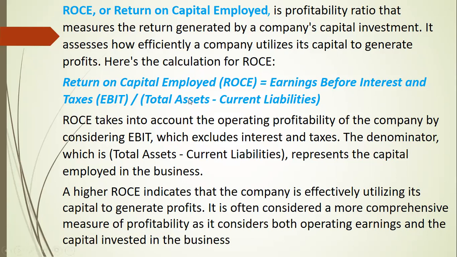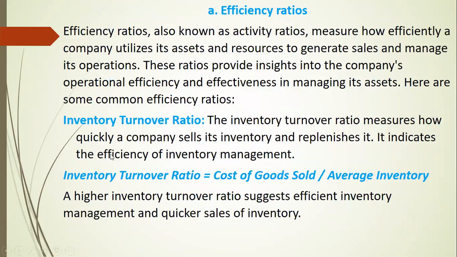Then I think we'll go to market ratios or efficiency ratios first. So efficiency ratios are also known as activity ratios. They measure how efficiently a company utilizes its assets and resources to generate sales and manage its operations. These ratios provide insights into the company's operational efficiency and effectiveness in managing its assets.